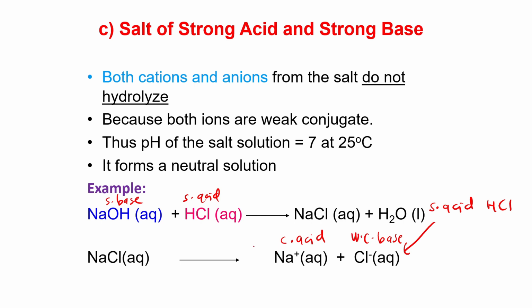So Na plus come from NaOH. So NaOH is a strong base. So strong base will produce weak conjugate acid because dua-dua conjugate yang terhasil ni ialah weak. So dua-dua pun tak boleh undergo hydrolysis. Dua-dua tak berupaya untuk pecahkan air. So that's why first statement ni, both cation and anion do not hydrolyze because they come from strong acid ataupun strong base menyebabkan dia akan jadi weak conjugate.